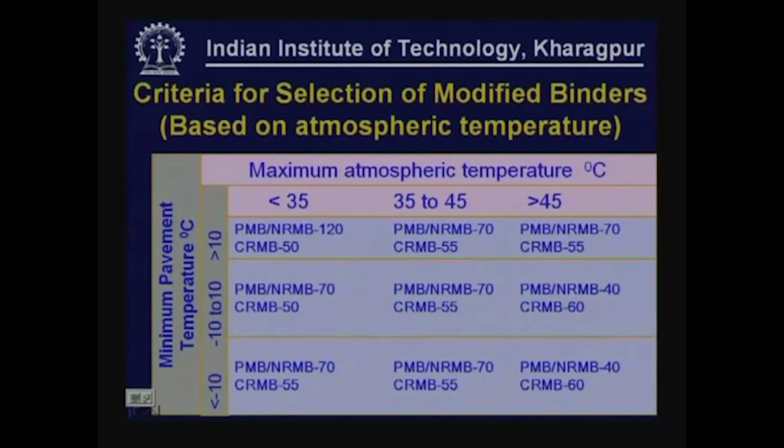Whereas, if you have a maximum temperature of 45 and minimum temperature less than minus 10 degree centigrade, the binders that are considered suitable are PMB or NRMB 40, these are harder grades, and CRMB 60, this is a harder variety of CRMB binder.